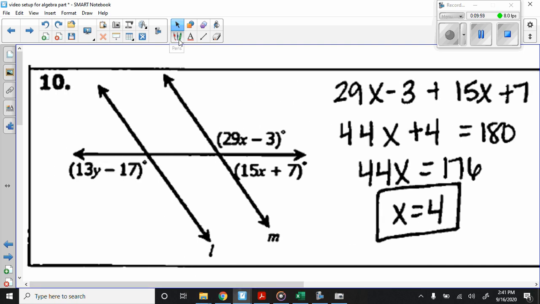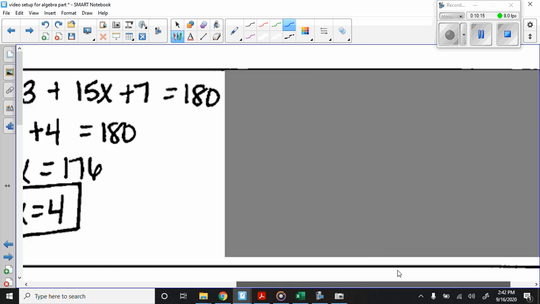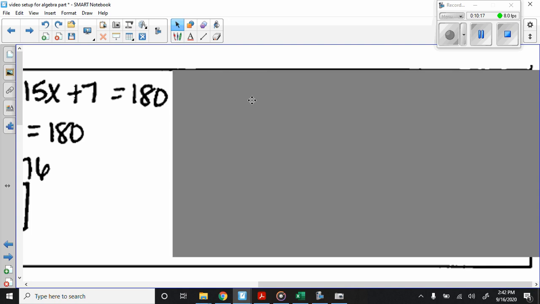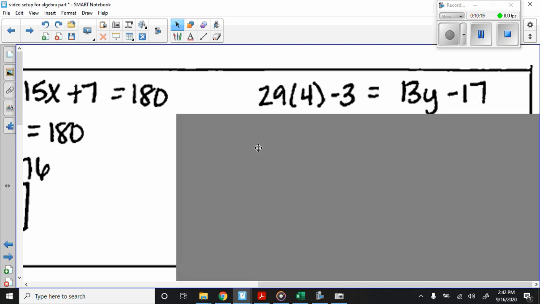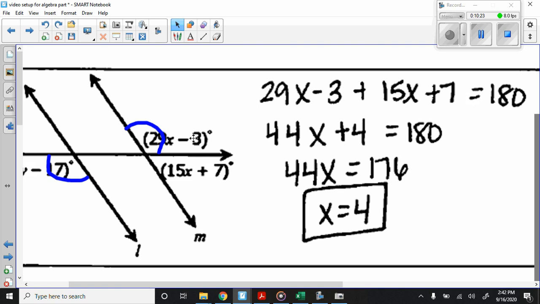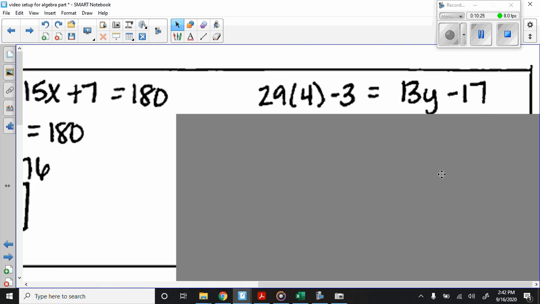So what I see is now I could put that x here and I can find this angle measurement. And I'm going to compare it to this now, and I know those two are equal. They're alternate exterior, I'm sorry, yeah, alternate exterior. I almost said alternate interior. There's an alternate exterior and they're equal to each other. So I'm going to put that x in, that 29x minus 3, put that 4 in there, and I made it equal to that alternate exterior angle.